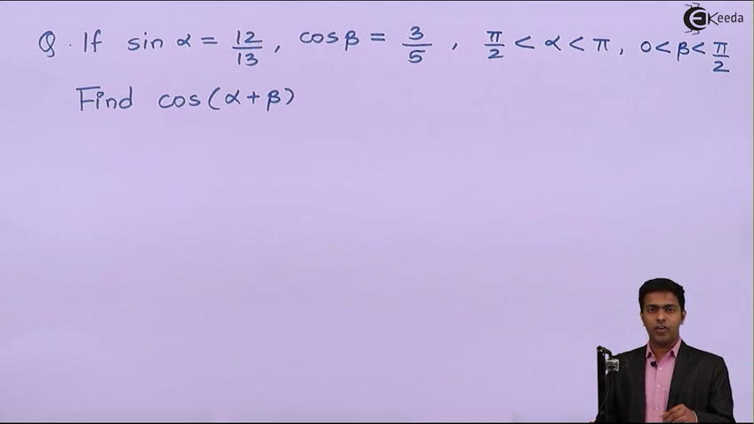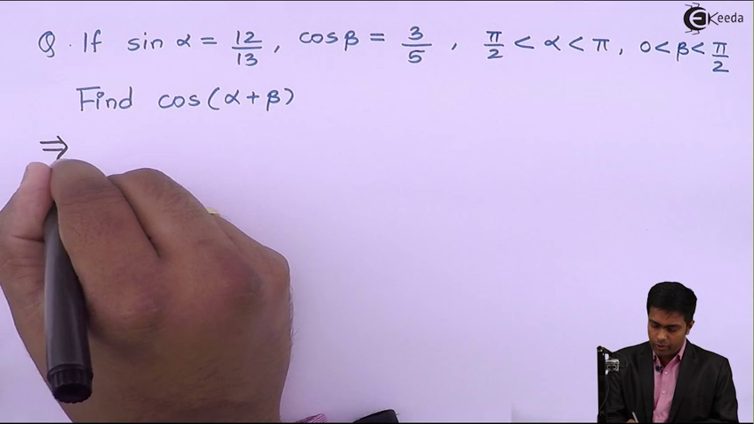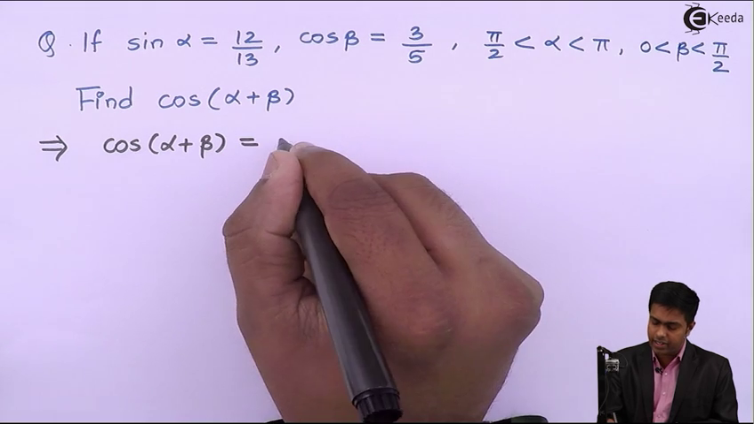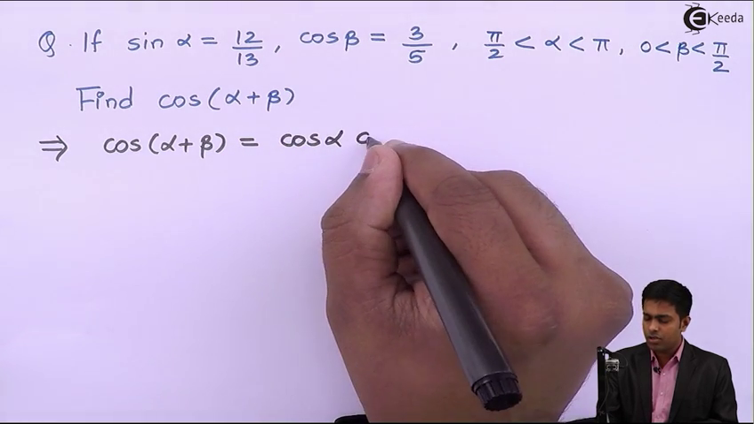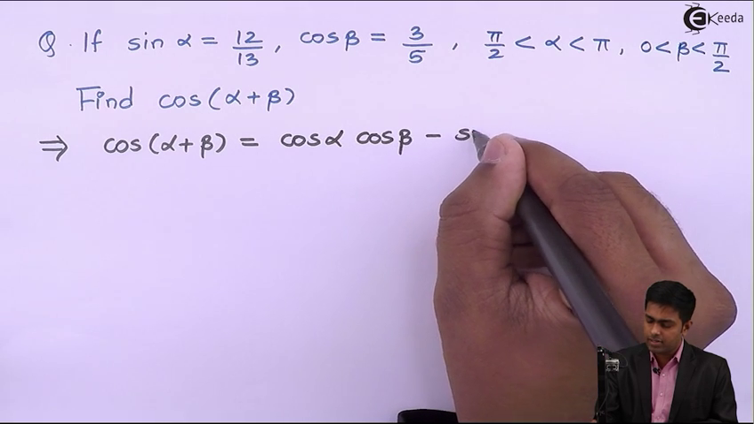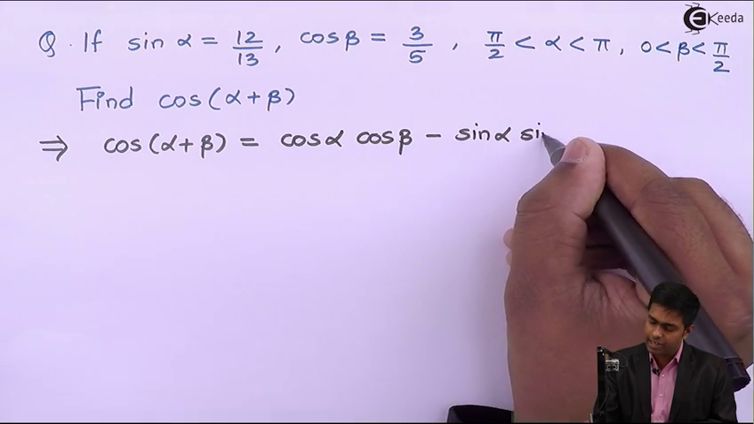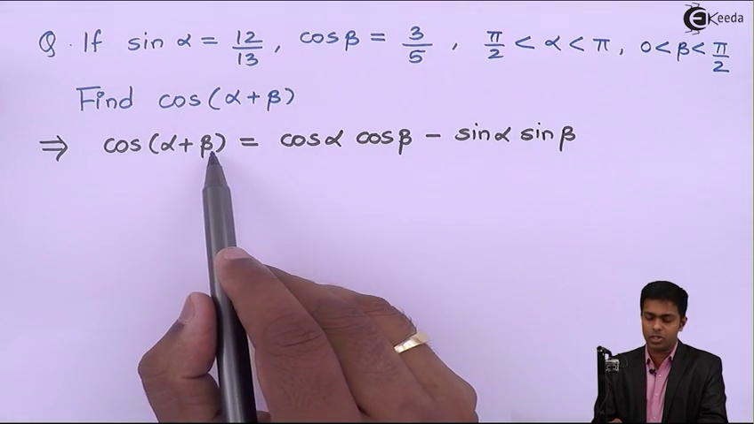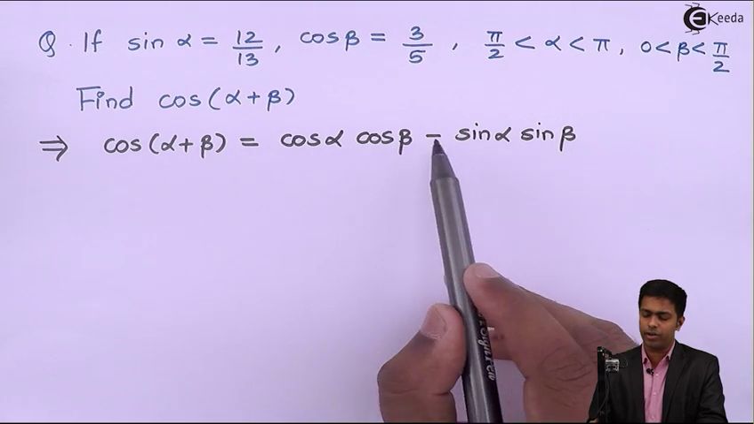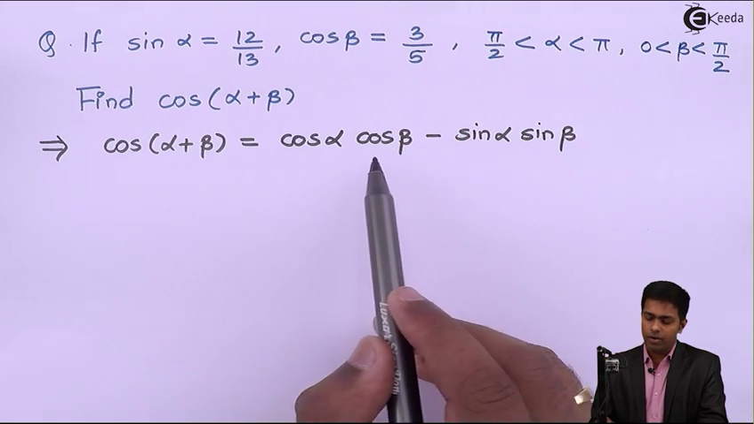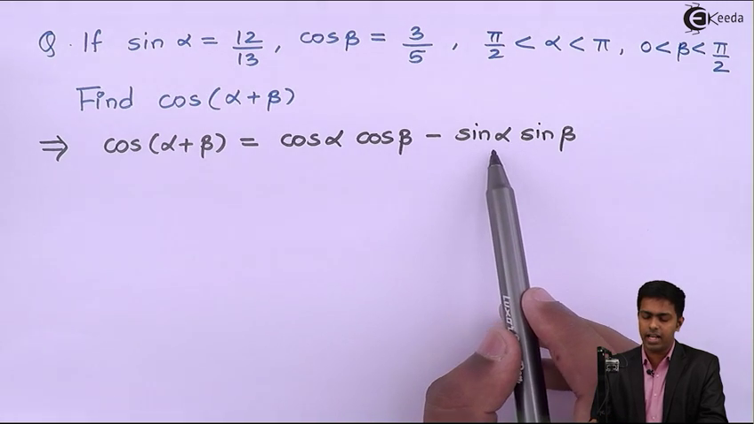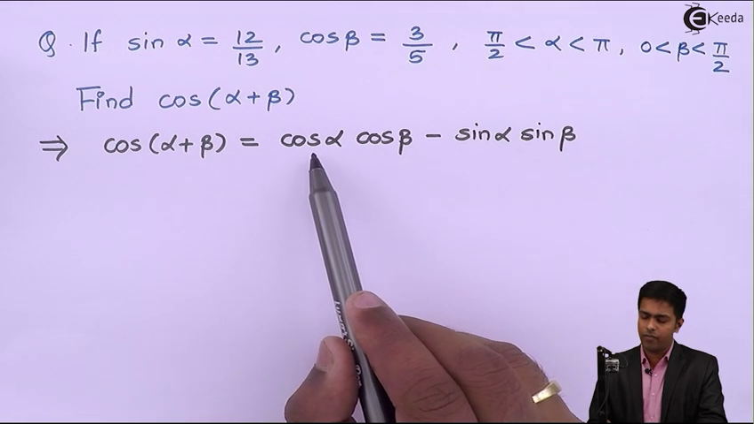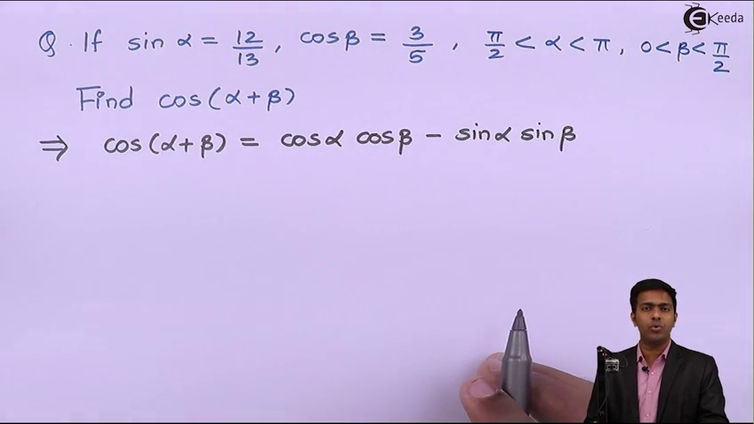So guys, let's find out the value. To get the value of cos of alpha plus beta, I will use the identity, that is cos alpha cos beta minus sin alpha sin beta. To get this value, we should know these four trigonometric functions. Out of these, sin alpha is given as 12 by 13, cos beta is given, but still cos alpha and sin beta are the unknowns.